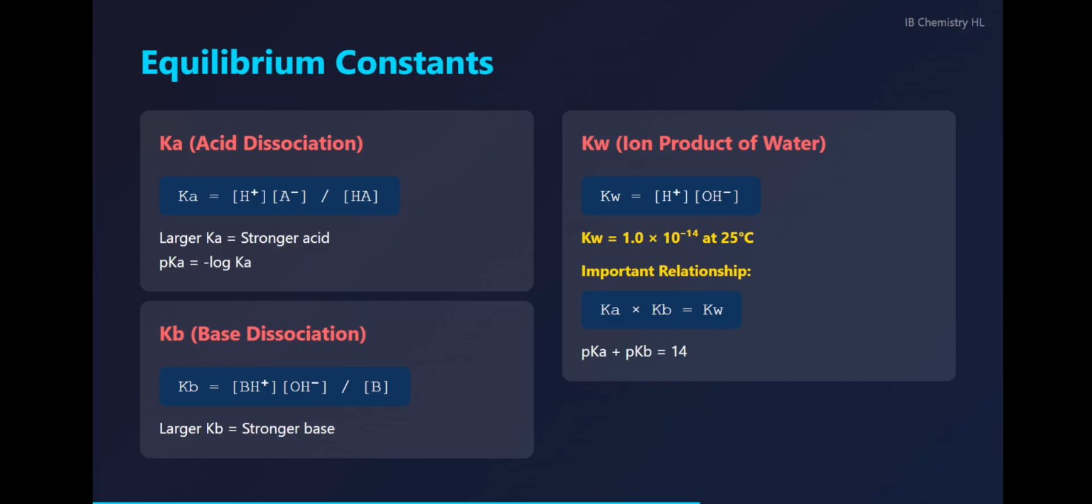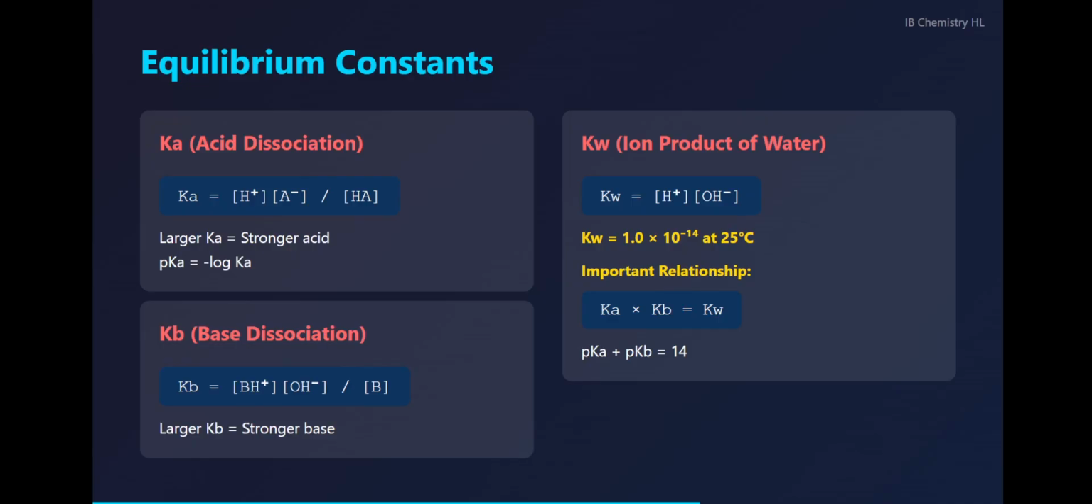Acid-base equilibria are described by several important constants. Ka is the acid dissociation constant. Kb is the base dissociation constant. Kw is the ionic product of water, which equals H+ times OH- and equals 10 to the minus 14 at 25 degrees Celsius. These constants are related. Ka times Kb equals Kw. This means if you know Ka, you can calculate Kb, and vice versa.